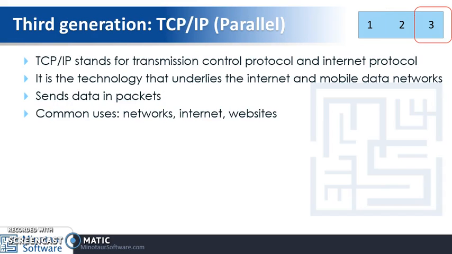The third generation of communication protocol is called TCP/IP, which is the first parallel format that we'll discuss, and it basically stands for Transmission Control Protocol and Internet Protocol, which is the technology that underlies the internet and mobile data networks that we use. And what it does is send data in packets along a parallel interface, meaning several wires are involved. So the common uses include things like networks, the internet, and websites, where you need to send complex information along a variety of wires to get to the client. So you need the ability for the message to be split up and then recombined when it gets to the host.